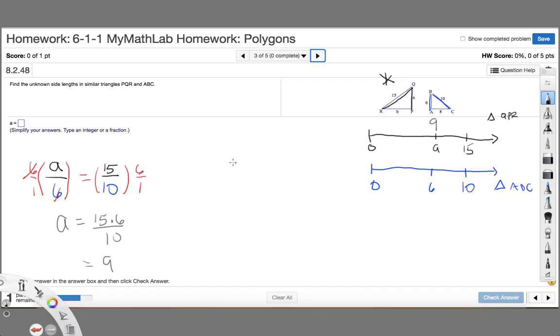And notice that 9 divided by 6 is 1.5. 15 divided by 10 is 1.5. And that's another way to think about what it means for triangles to be similar. When you look at corresponding sides, they are the same in ratio. So 9 is 1.5 times as big as 6. 15 is 1.5 times as big as 10. And fundamentally, that's what similarity is all about. So I hope this was helpful.